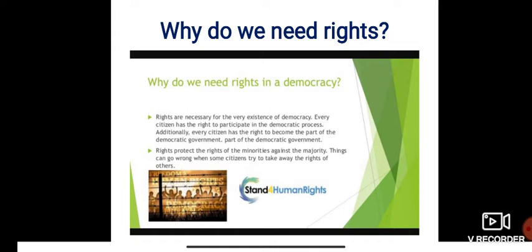Rights protect the rights of minorities, that is, citizens belonging to minority groups, against those of the majority group. Things can go wrong when some citizens try to take away the rights of others. So, because of that reason, rights are very much necessary in democratic countries, or in a democracy.